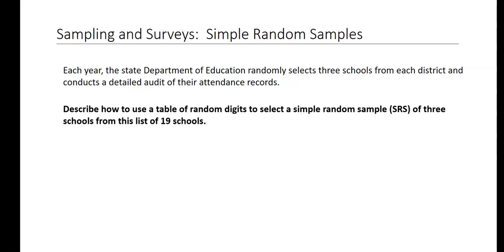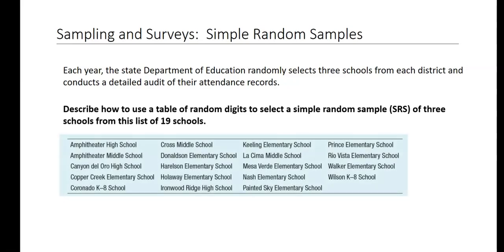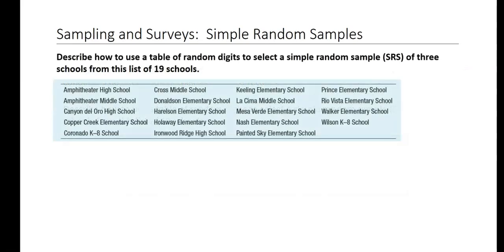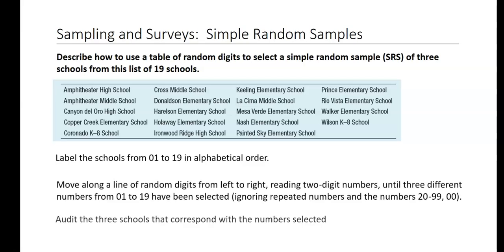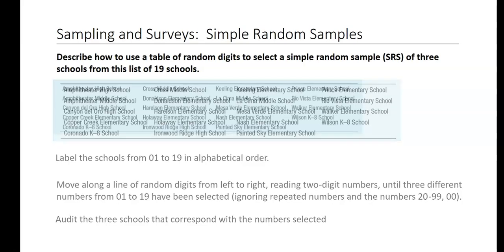So from the 19 schools, there are 19 schools. So those are the 19 schools. If you're doing this, you want to put numbers to those. So you want to number those guys. So Amphitheater High School is school number 1. Amphitheater Middle School is school number 2, and so forth. So number all 19 schools, and probably from 1 to 19, that makes sense.